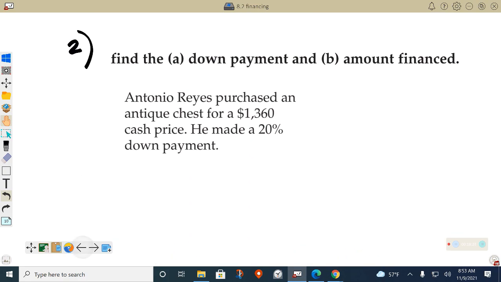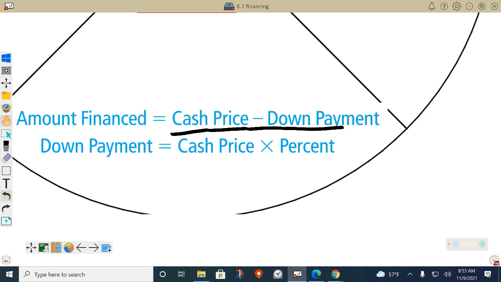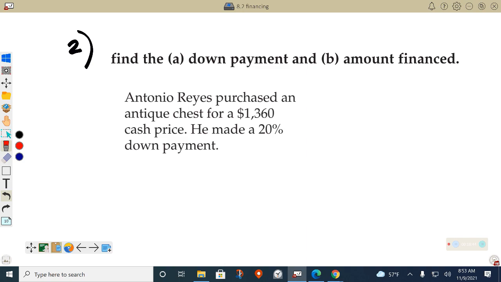Down payment, oh, here you are. It's on your note guide. Down payment is equal to cash price times the percent. But the percent has to be the decimal, right? We know that. It's not to find the percent of anything. We're sick of finding percents of stuff. Let's find the down payment first.